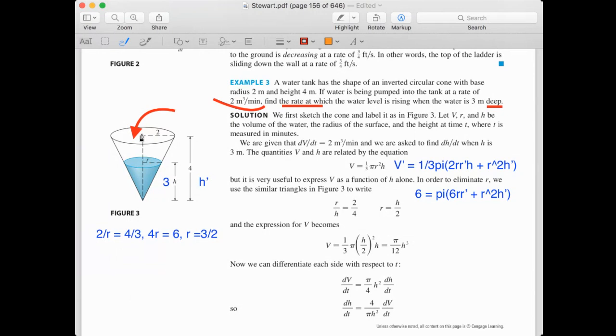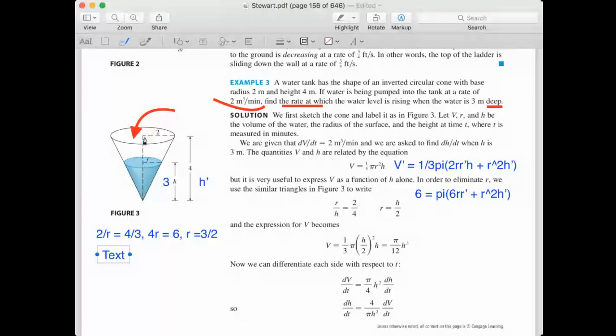2/R is 4/3. Cross multiply, I have R times 4, 4R, 2 times 3, 6. So R equals 3/2. Okay, so now I know R, but do I know R prime? I don't know R prime. How do I get R prime? So now we get R, right? R equals 3/2. But how do we get R prime?